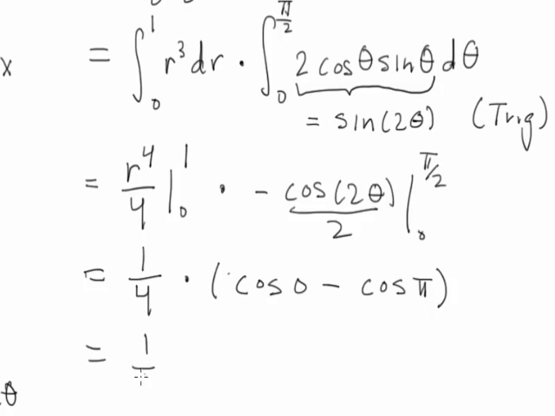So I have this 1/4, and then cosine of 0 is equal to 1, and cosine of pi is equal to -1. So 1 minus a -1 is +2. So this is times 2. And then I had a 1/2 here that I forgot about. Let me throw that in there, and that makes this 2/2. And so in the end I just get 1/4.